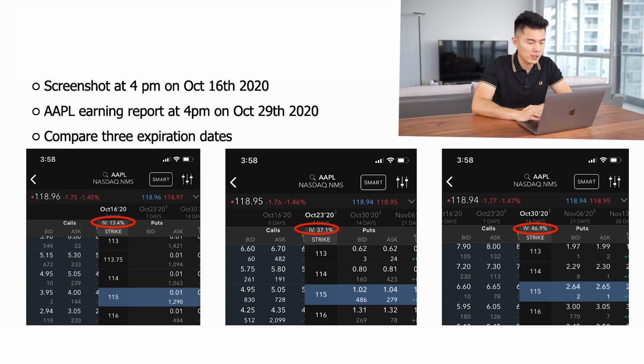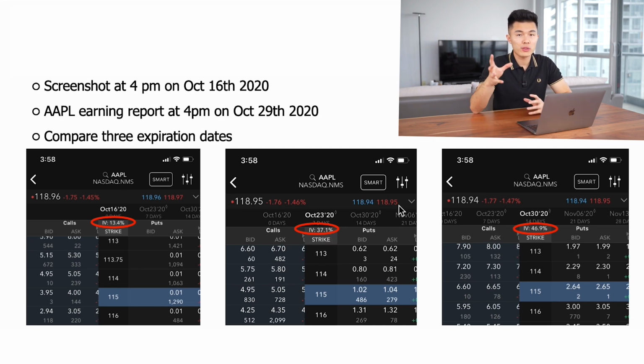So let's look at my screen here, right? I took this screenshot on October 16th. As you can see, on that day, because it's towards the end of the day, there's not much uncertainty that can happen, so the implied volatility was showing 13.4%. Now, for the next week, October 23rd, 2020, because Apple's earning day is on October 29th, the expiration day does not cross October 29th yet. It's only a week away, so the implied volatility starts increasing. It is showing 37.1%.